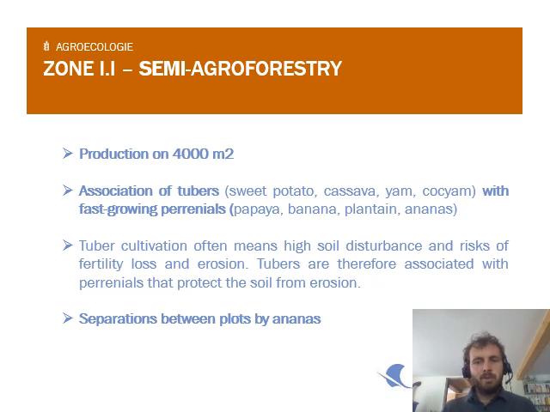The idea in this semi-agroforestry, so we talked about it, is to associate the tubers with fast-growing perennials in order to have the fast-growing perennials protecting the soil and compensating partly the damages caused by the cultivation of tubers. And as in the vegetable zone, we separate the plots with pineapple.